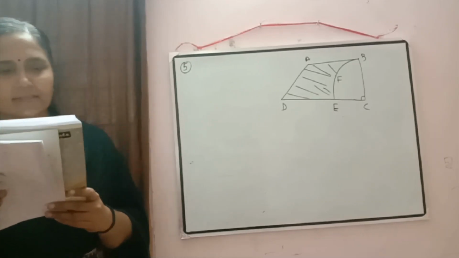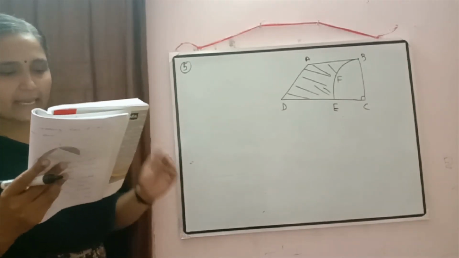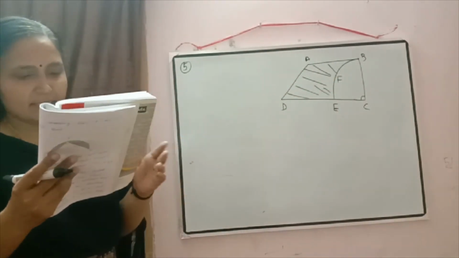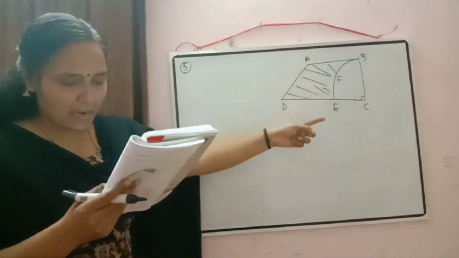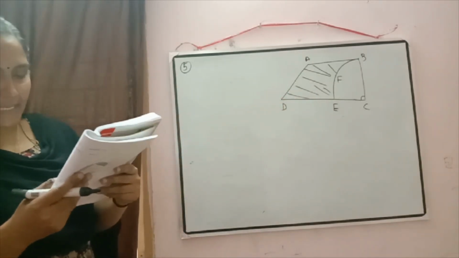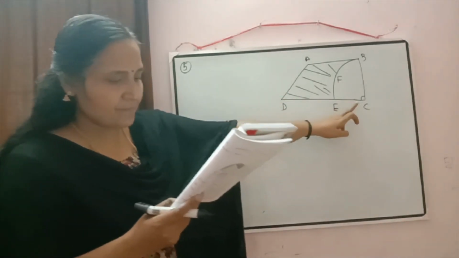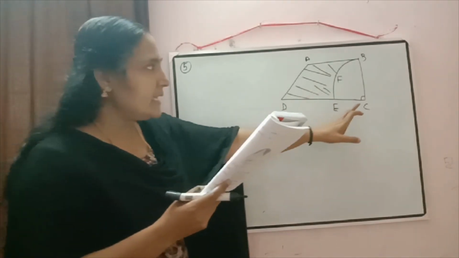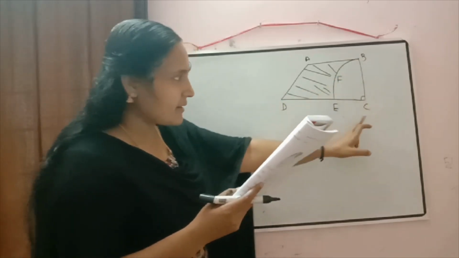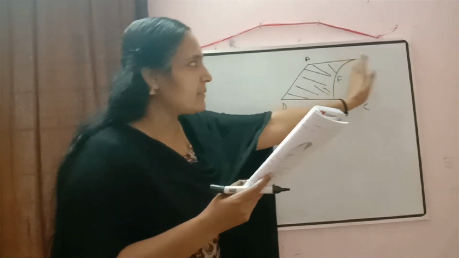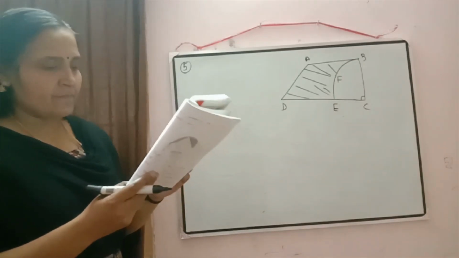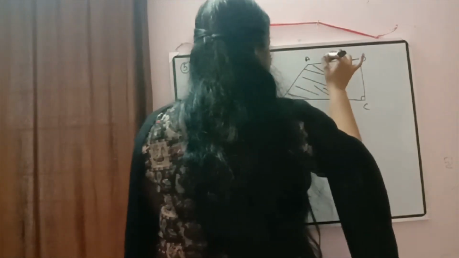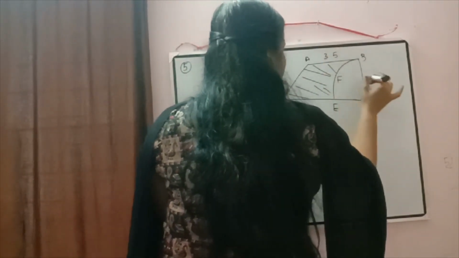Now you can check in this question what is written. From a thin metallic piece, in the shape of a trapezium ABCD, in which AB is parallel to CD, angle BCD is 90 degrees, a quarter circle BEFC is removed from the trapezium. We removed this portion. Given here, AB is equal to BC is equal to 3.5 centimeter.